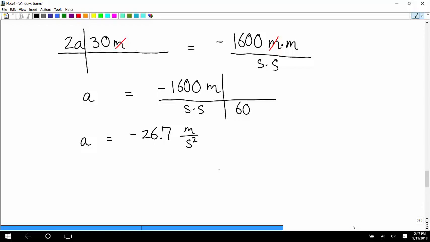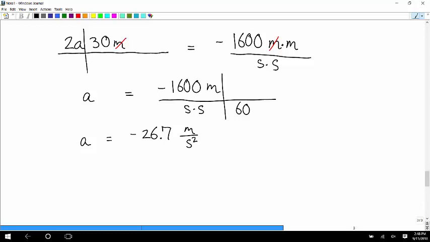Yes? The units thing? Yeah, for now you do. In not too long, I won't make you do that anymore, but we are going to do it for a while. That's a pretty big magnitude of acceleration. 26.7 is almost 3 Gs. So I don't know if that's realistic.